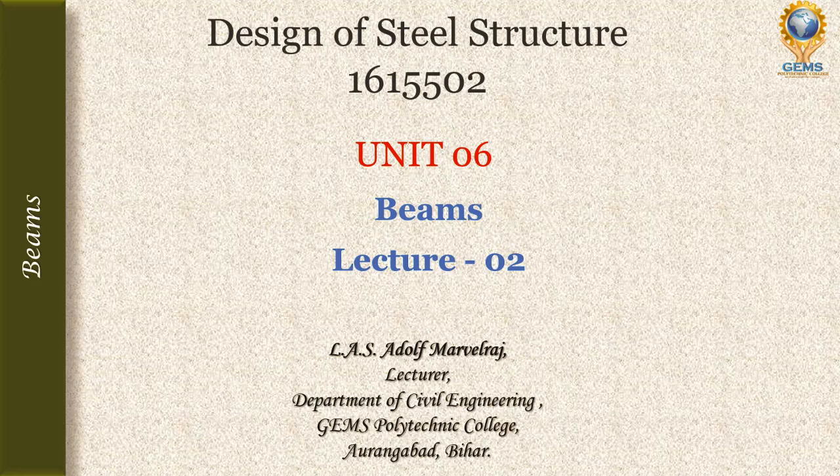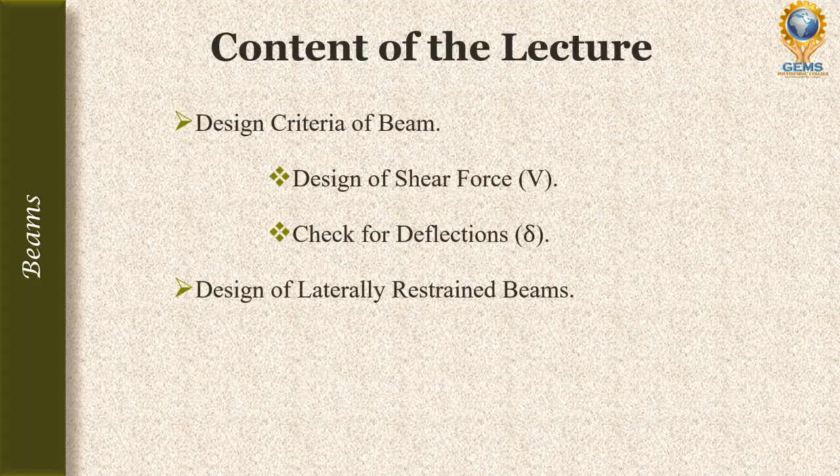This is unit number 6, that is beams, as per our syllabus, and this is lecture number 2 of unit number 6. In lecture number 1, we saw the basic introduction of beams in steel structures, then what sections will be used as a beam. Then we saw one of the design criteria of the beam, that is design for bending moment.